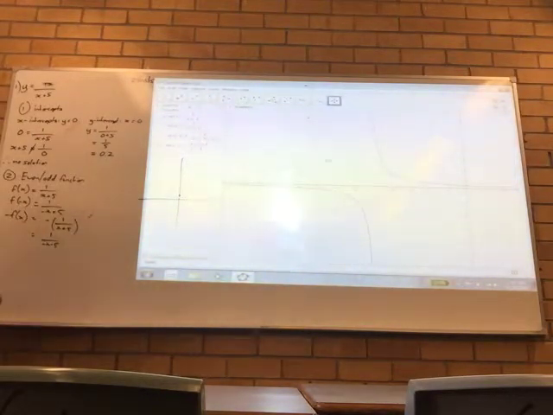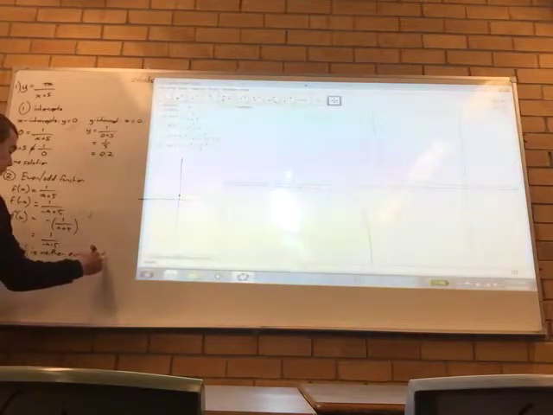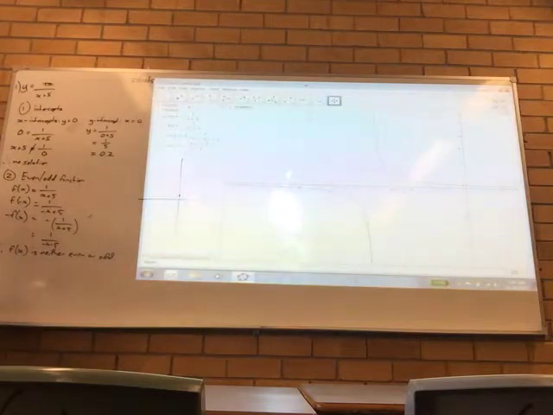Okay. Alright, so therefore f of x is neither even or odd. So I know that when I'm going to sketch it about the origin, I'm not going to have the symmetry.